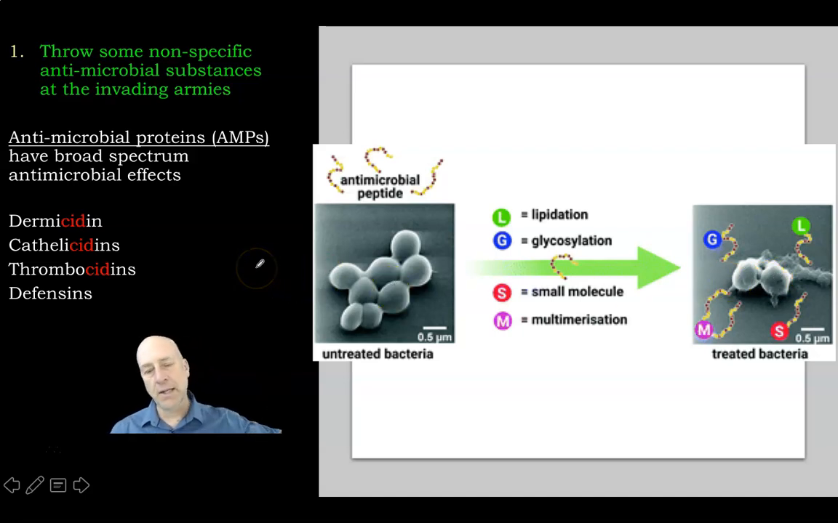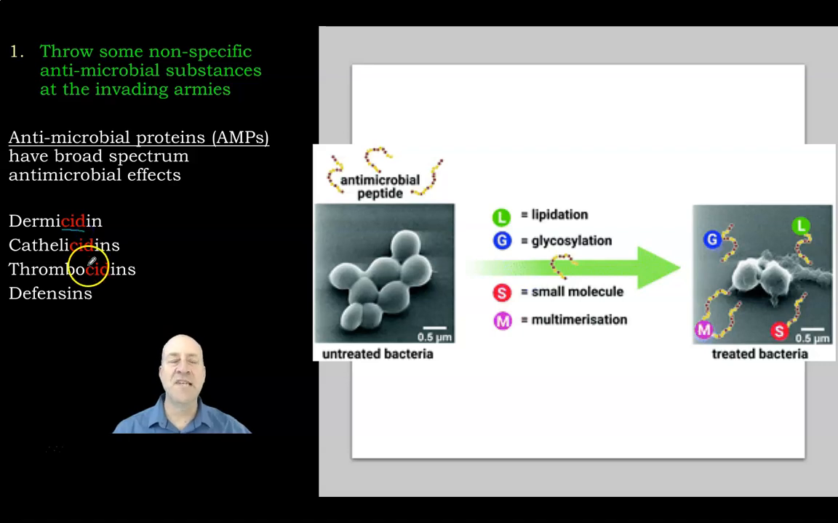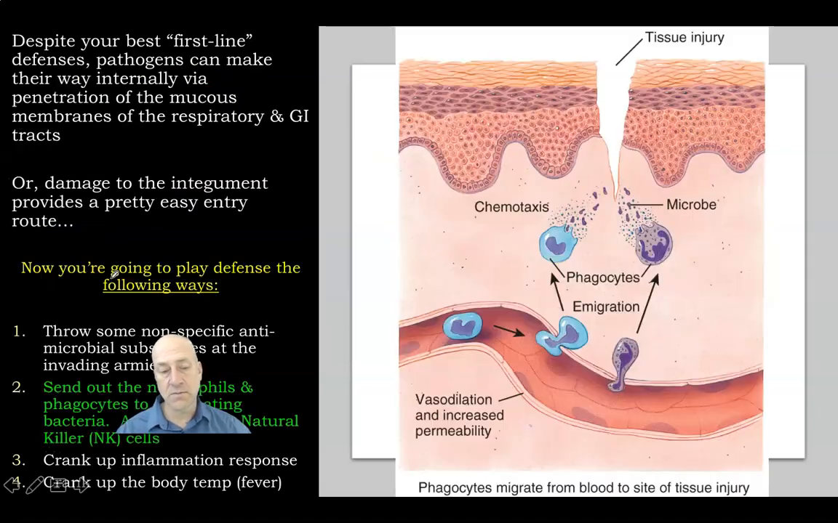Don't worry about the mechanisms. Don't worry about the names. Worry about the root right here. Oh, dermicidin, cathelicidin, thrombocidin. Just pick out that root and know what's going on here. Very broad. You're not responsible for what the AMPs are, what the details are, how to name them. Just know that they generally kill microorganisms.